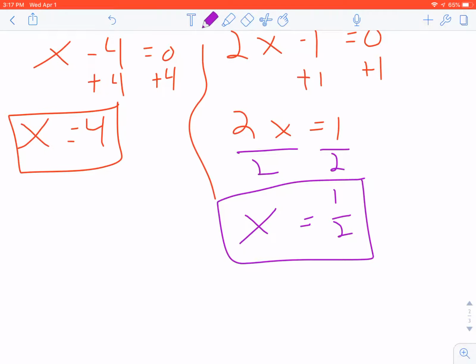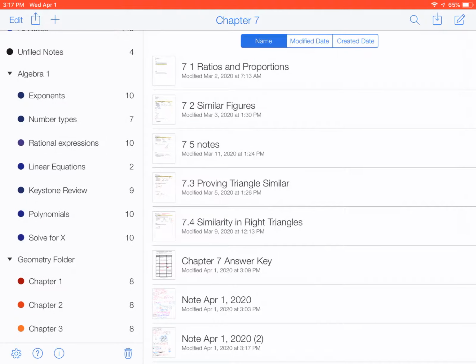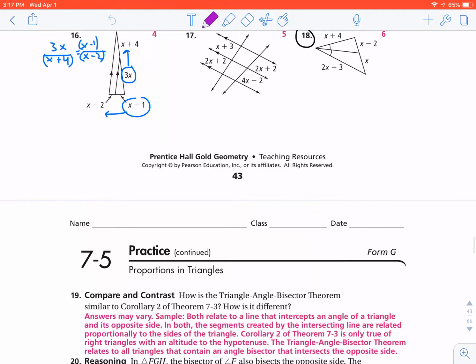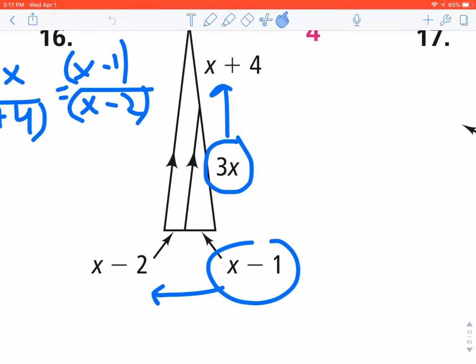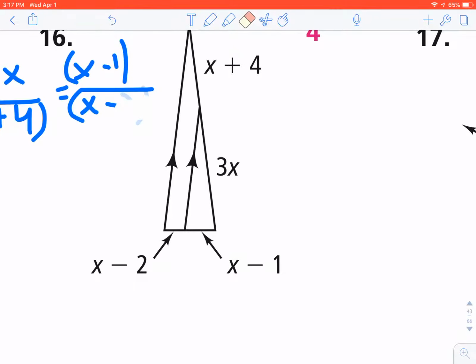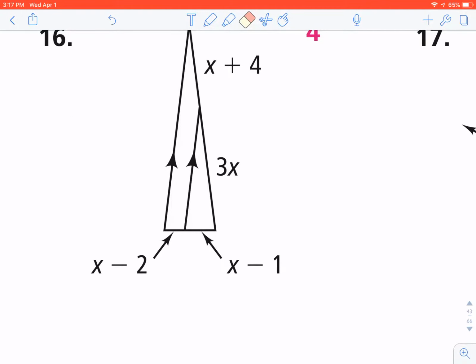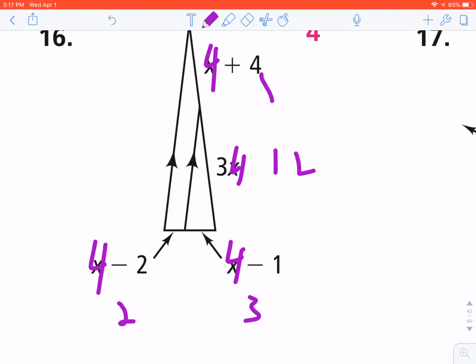Now, you look at the answer key, and you're like, all right, the answer key says that the answer is only 4. Why is that? Well, if I take the value 4 and plug it in for all of these values of x, they always give me possible solutions. This would give me 2, this would give me 3, this would give me 12, this would give me 8. So that's all possible answers because they're all positive values.